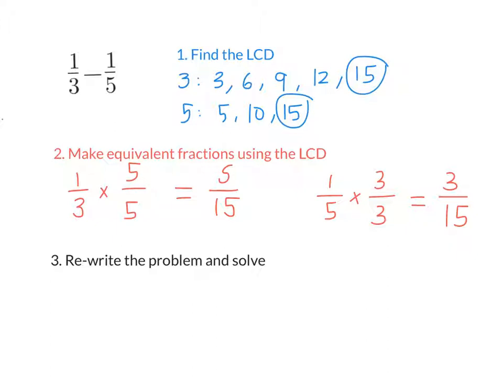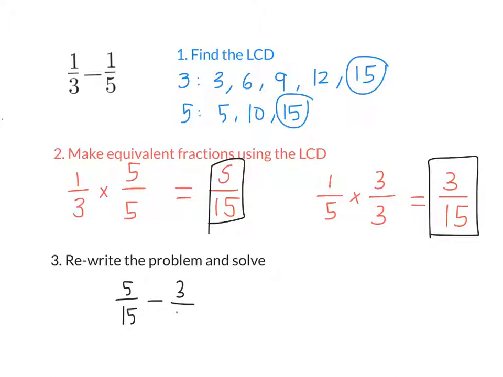Okay? Then step 3, I need to rewrite the problem and solve it. This time instead of writing 1/3, what should I write? 5/15. Okay? And then I'm minus, because I'm rewriting the problem. And then instead of 1/5, what should I write? 3/15. Okay. Now if I'm starting with 5/15 and I'm going to take away 3 of those 15ths, how many 15ths do I have left, everyone? 2 15ths. So the answer to this problem is 2 15ths.